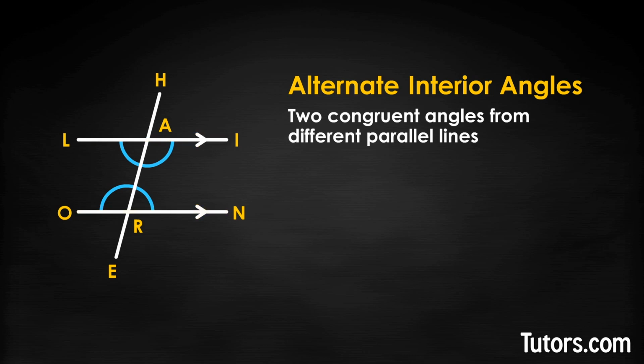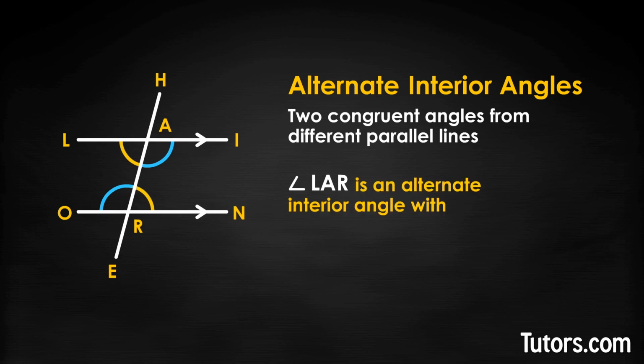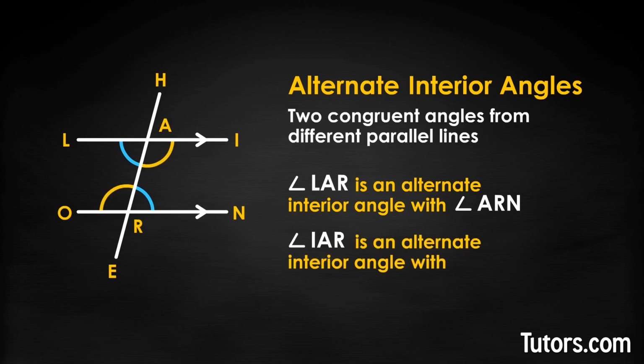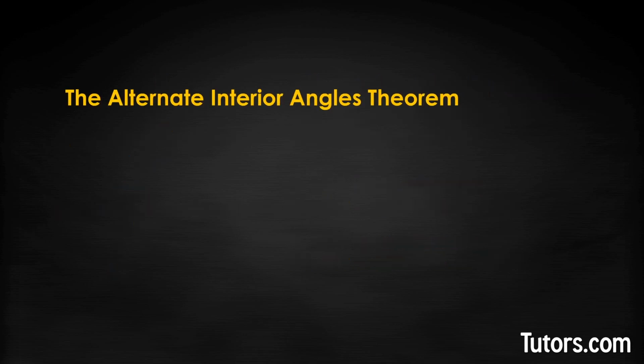This says angle LAR is an alternate interior angle with angle ARN, and angle IAR is an alternate interior angle with angle ARO. Once you can recognize and break apart the various parts of parallel lines with transversals, you can use the alternate interior angles theorem to speed up your work.